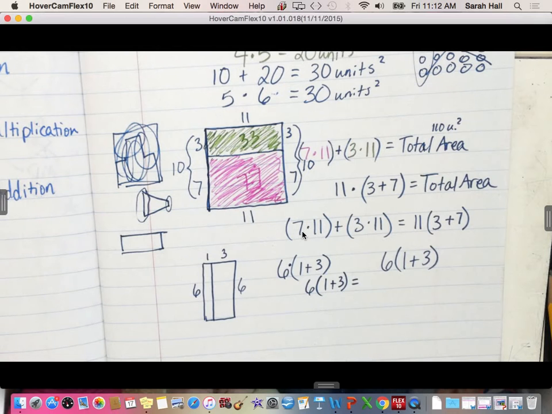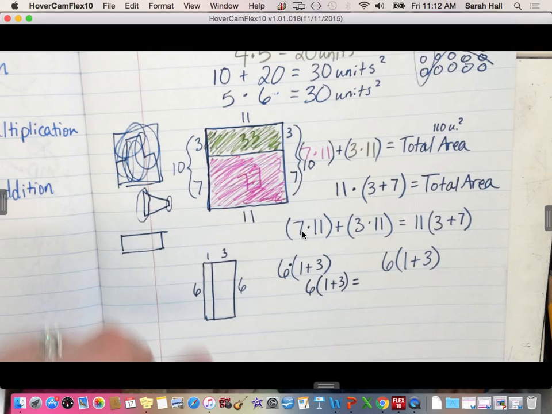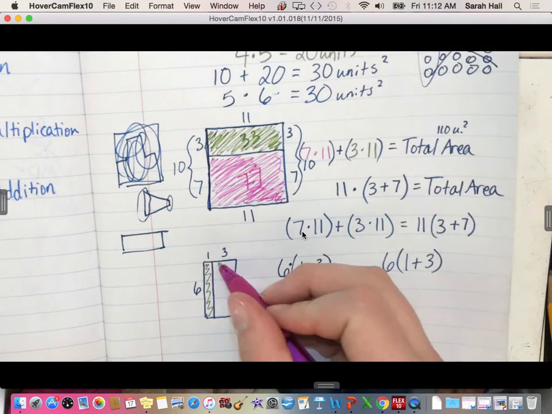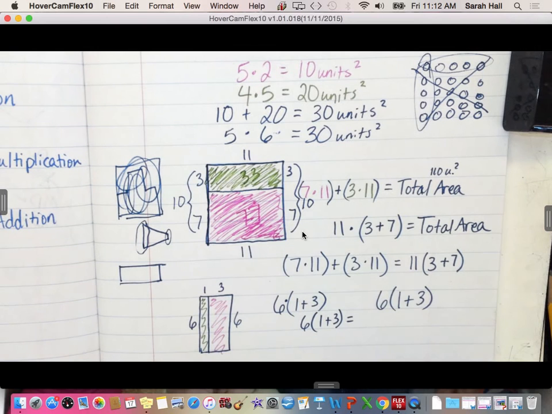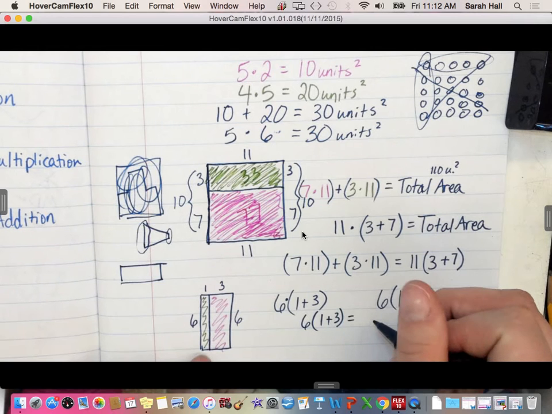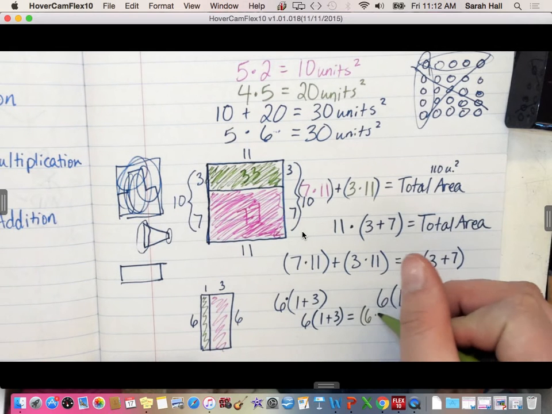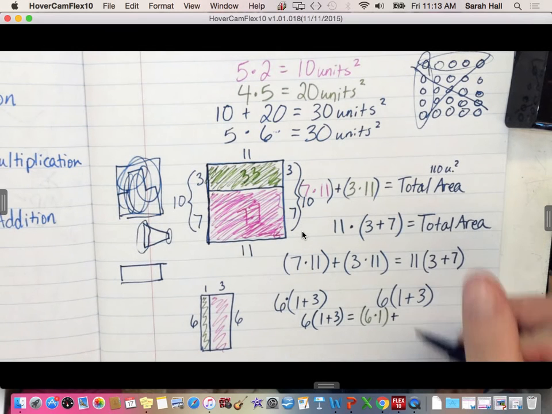what's that the same as doing? If I add these sides together and multiply it times this, it's the same as if I find the area of this piece, and then I find the area of this piece, and what do I do with them? I just add them together. So it's equal to, how would I find the area of the green? 6 times 1. And how would I find the area of the pink? 6 times 3.